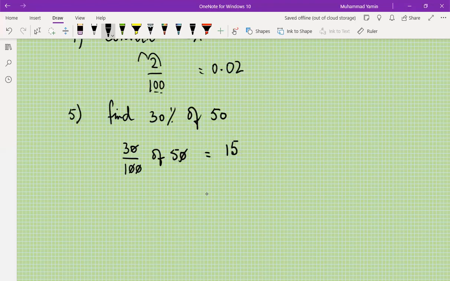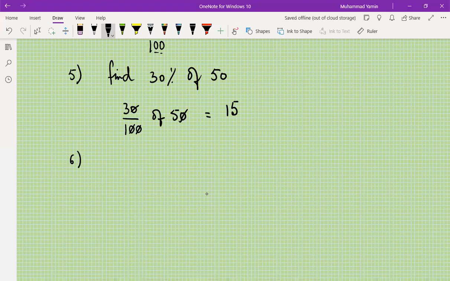A very important question: 20% of what is 50? Let's look at this sentence. They're not asking to find 20% of 50. They're asking that some value is there, and if we take 20% of that value, we get 50. What is that value? That means we should find some value which is greater than this 50.